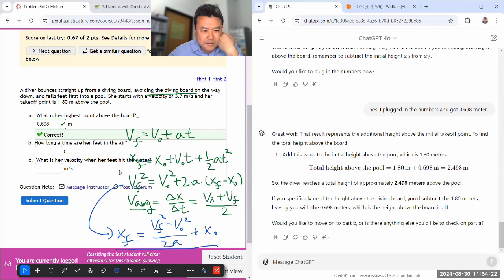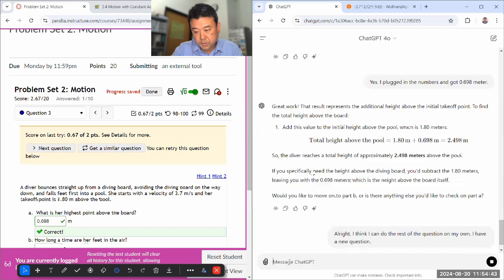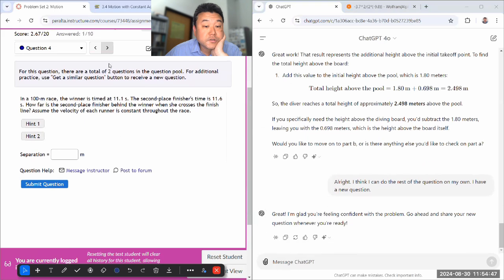We only have 6 minutes, so let's imagine you can work through the rest of this. And let me find the more substantial actual projectile motion question and work through that. So I'll say, all right, I think I can do the rest of the question on my own. I have a new question. So let me find an actual projectile motion question.